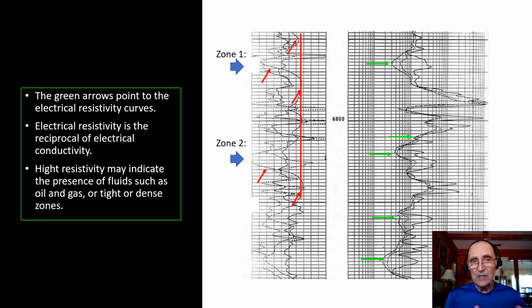The green arrows shown on the log point to the electrical resistivity curves. Electrical resistivity is the reciprocal of the electrical conductivity. High resistivity may be indicative of the presence of fluids such as oil and gas, or they could indicate tight or dense formations.